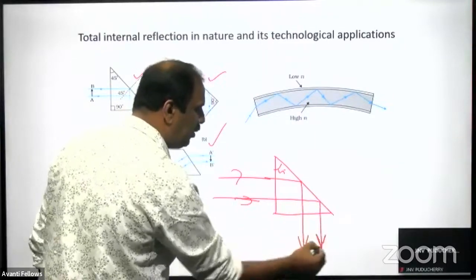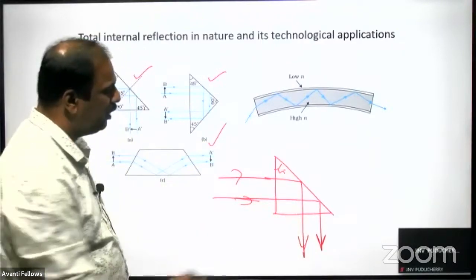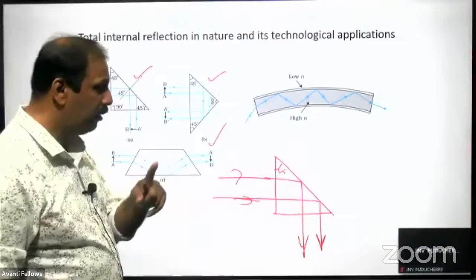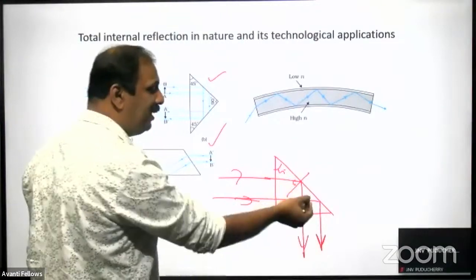This also will undergo total internal reflection like this. So it bends like this. So 90 degree bending is happening. Make sure that this will happen when this angle is more than the critical angle only.